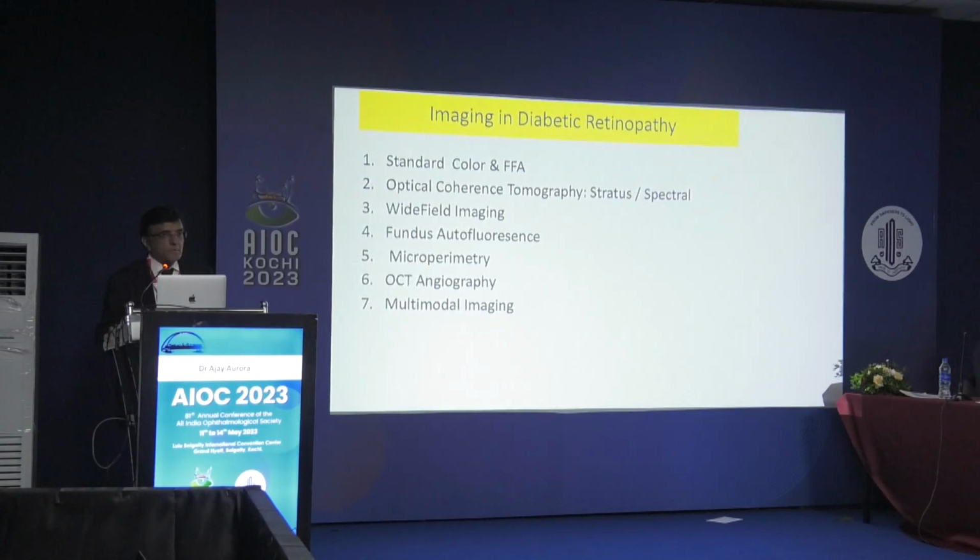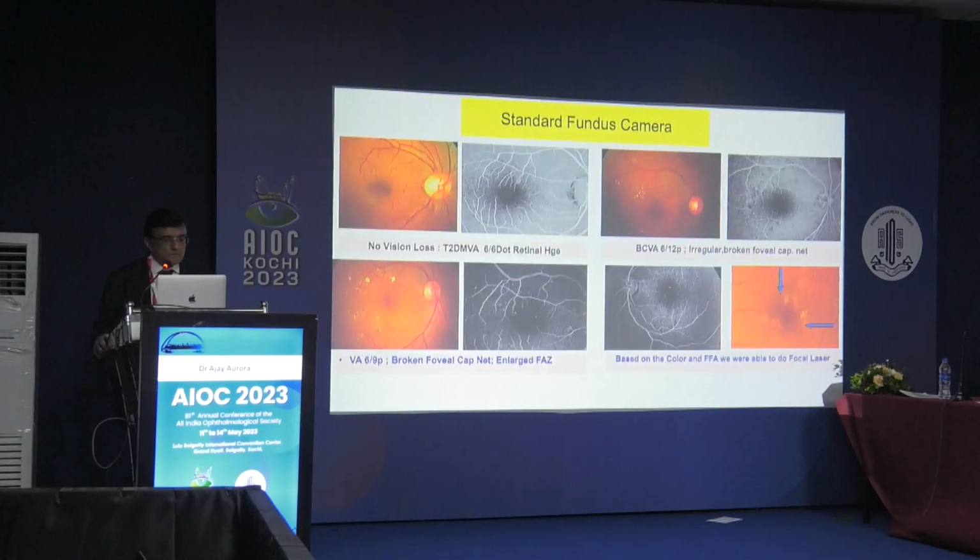Now, imaging in diabetic retinopathy, all of you know, is standard color imaging and fundus fluorescein angiography. We have seen over the last about 18 years optical coherence tomography come up. We started off with Stratus, then spectral, and it has gone further with swept source OCT angiography. Then we have wide field imaging, fundus autofluorescence, microperimetry, and combining it all with multimodal imaging. Let me go through some of the photographs which I had taken about 15 years back, and they did convey a lot of message.